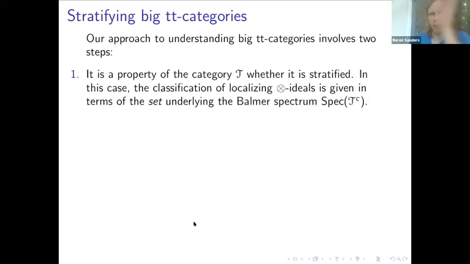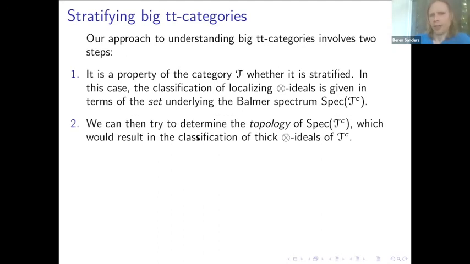If the category is stratified, then we obtain a classification of the localizing tensor ideals, which is given in terms of the underlying set of the Balmer spectrum. And then what we can do is we can try to determine the topology of the Balmer spectrum. And if we can do that, we would obtain the classification of thick tensor ideals of compact objects.